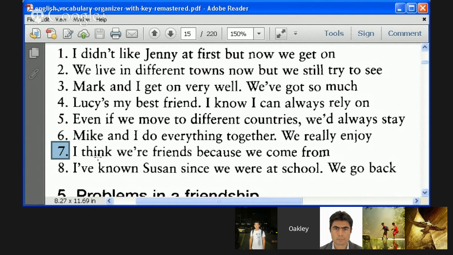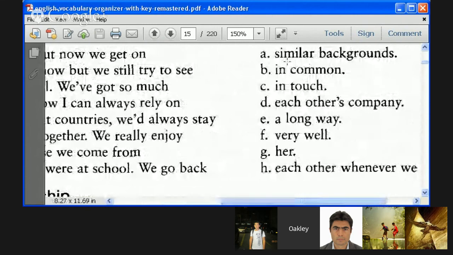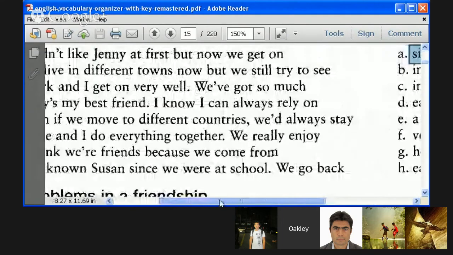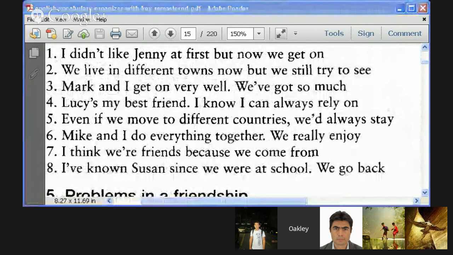Okay, Juan Carlos, number 7. "I think we're friends because we come from similar backgrounds." Yes, indeed. Your background, your personal history. So you come from similar backgrounds. Maybe you grew up on the wrong side of the tracks. Do you know what that means, Juan Carlos? I'm not sure, but I suppose the wrong side of the tracks is the bad neighborhood. Yeah, that's pretty much it.